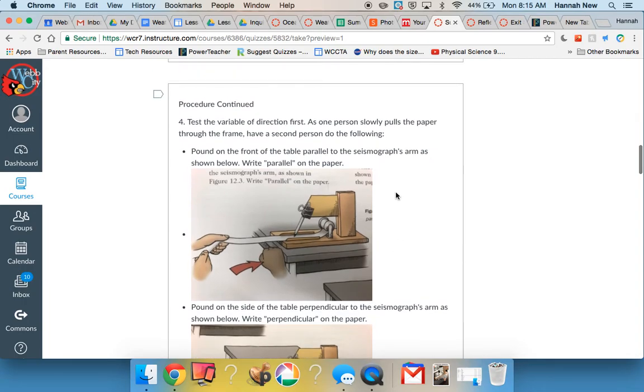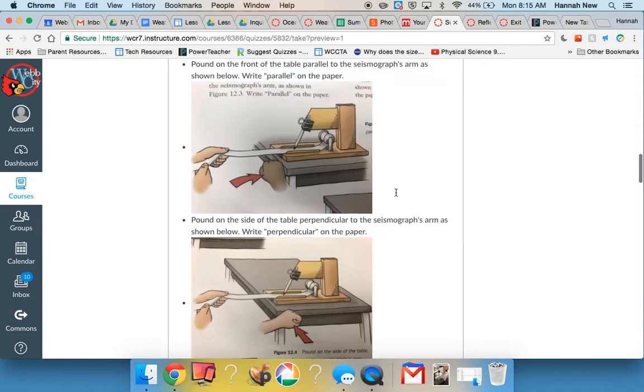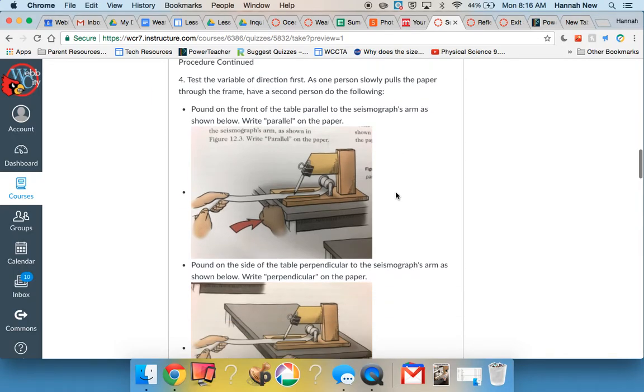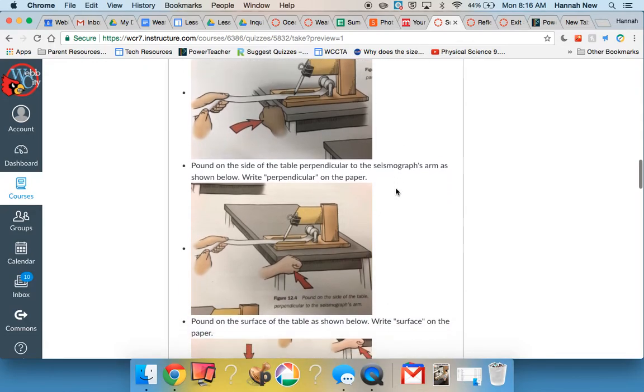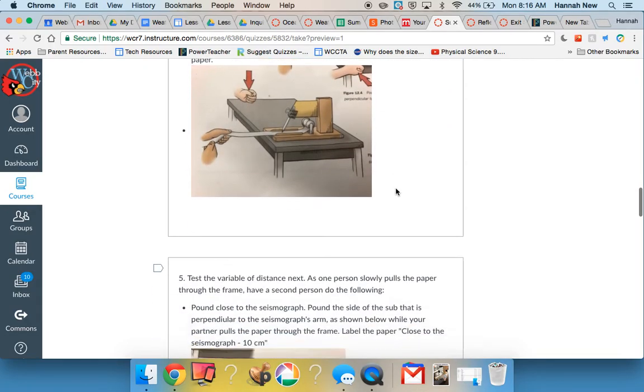Make sure that you use the same person for each of these 3 trials, the same person to hit as well as the same person to pull, because that will help keep extra variables out of it. In addition, you need to make sure that you're hitting with the same amount of force each time. Once again, to make sure that you're only testing one variable at a time.